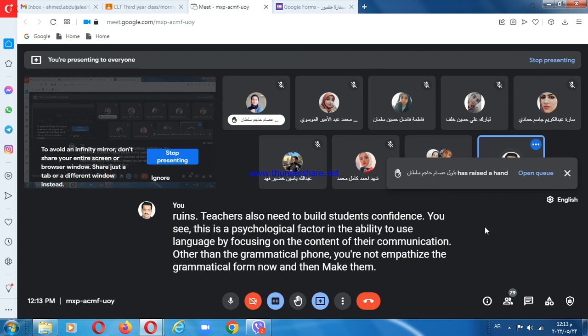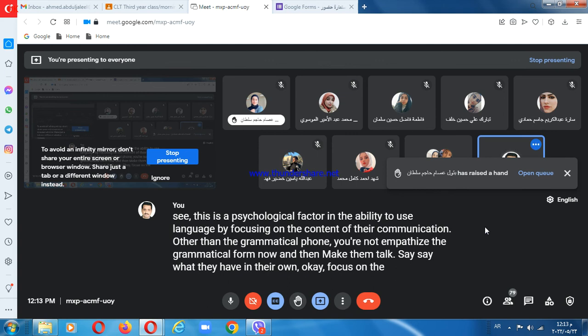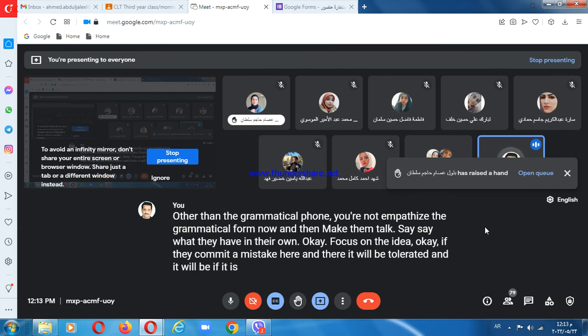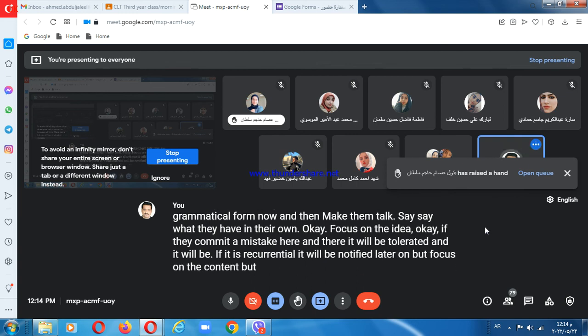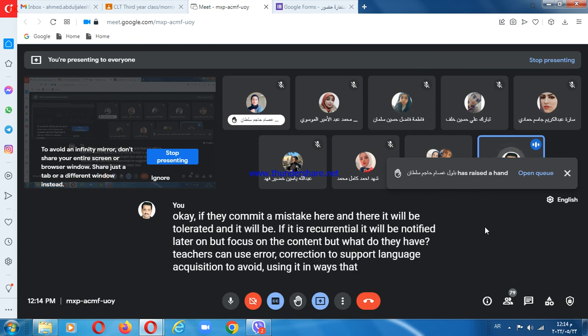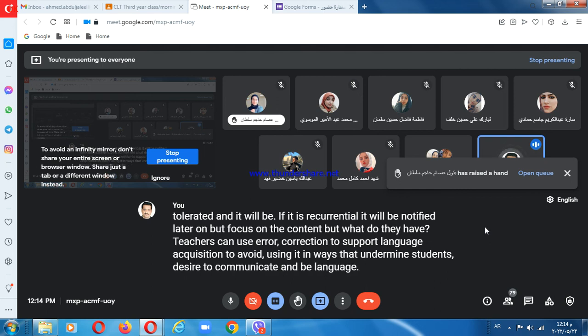Make them talk. Let them say what they have in their own words. Focus on the idea. If they commit a mistake here and there, it will be tolerated, and if it is recurrent, it will be noted later on. But focus on the content. What do they have in their mind? Teachers can use error correction to support language acquisition and avoid using it in ways that undermine students' desire to communicate in the language, by taking cues from the context.